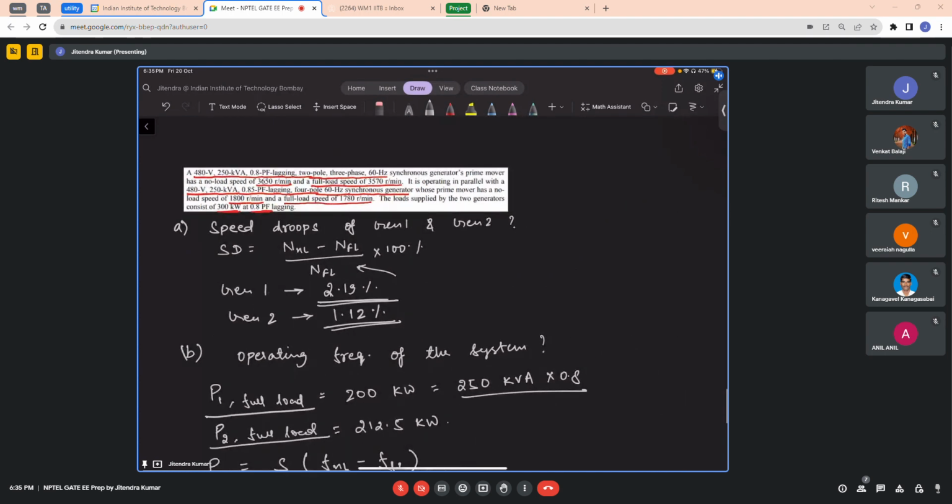So see, both the alternators combined can produce a power of 200 plus 212.5, that is 412.5 kilowatt. But the load requirement is 300 kilowatt only, from the question. So now there will be some ratio in which both the alternators must be supplying power, and that will be determined from the droop characteristics. That's why we are interested in calculating droop characteristics. I hope you get it, right?